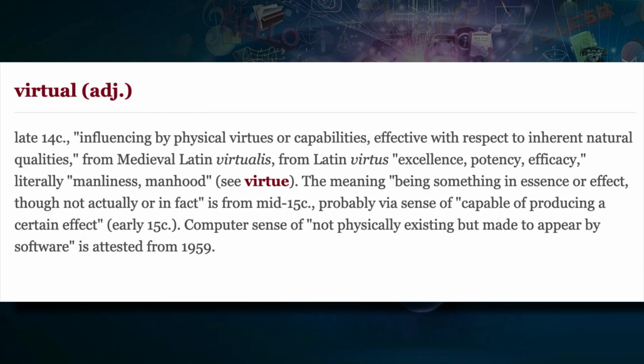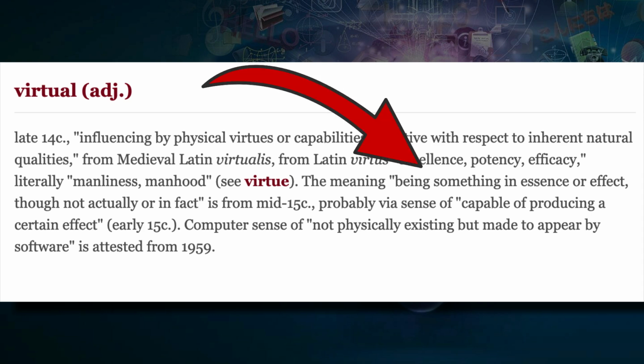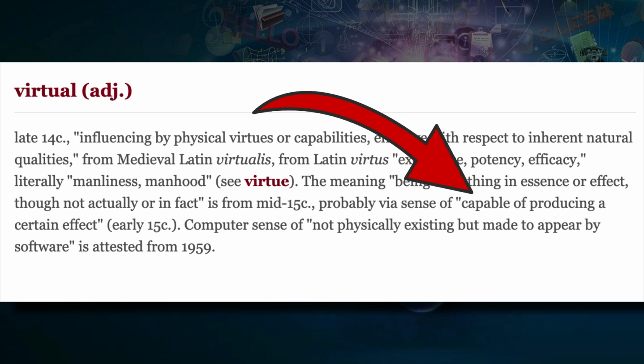Well, the etym-online definition, excellent source of definitions, by the way, reminds us that at some point in the 15th century, the word took on the meaning of, well, let's just read it. It says, being something in essence or effect, though not actually or in fact. And this is from the mid-15th century, probably via the sense of something being capable of producing a certain effect. And that is essentially what we're looking for, the effect of being able to recall information that we've placed in a memory palace. And the memory palace is essentially a collection of locations.